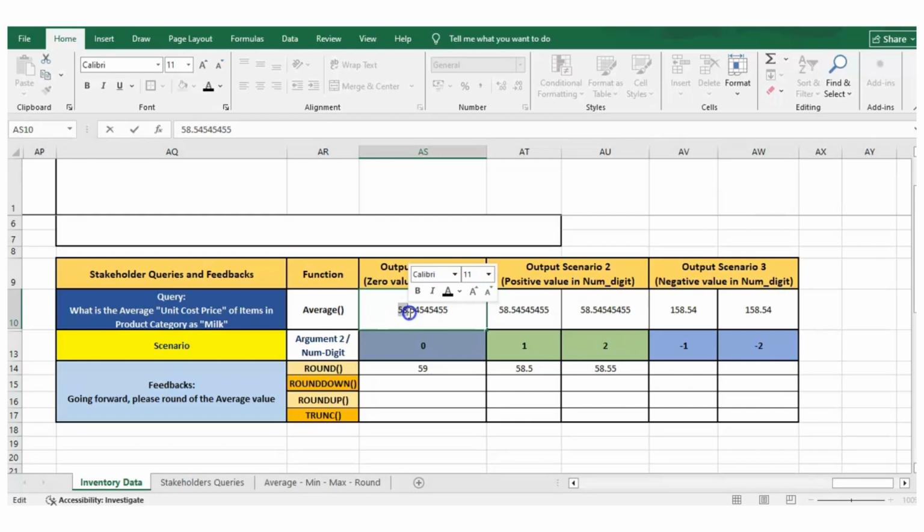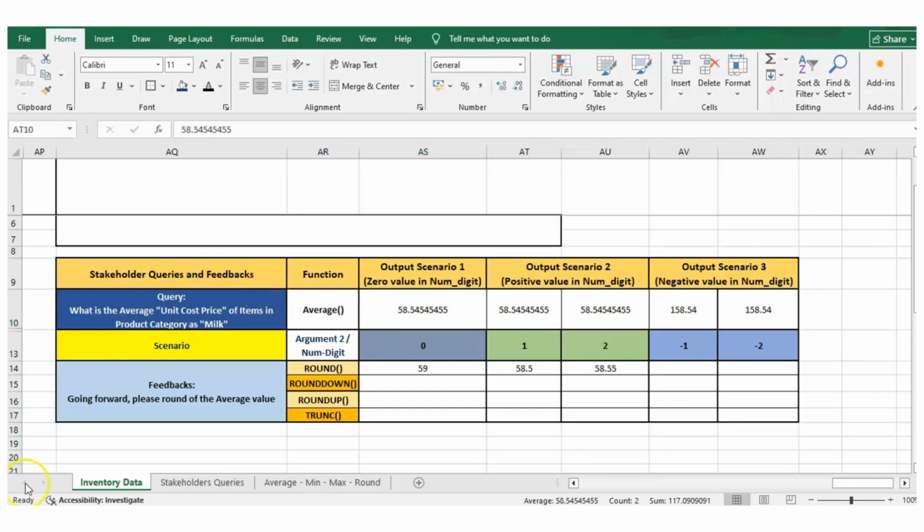In the scenario where decimal part is less than 0.5, so if I change the value from 0.54 to 0.34, we can see that the non-decimal part in such a scenario becomes the output. Now, moving towards our second scenario, where num digit or the argument 2 is assigned a positive value. To understand how the round function works with num digit as positive values, we have considered two examples.